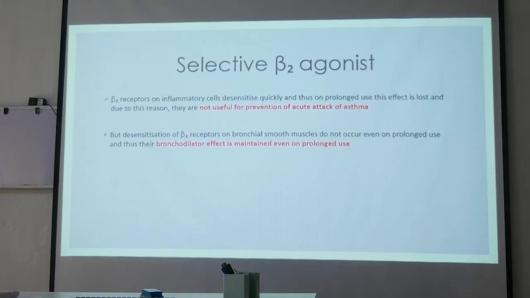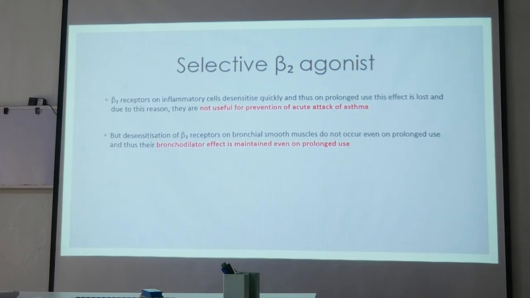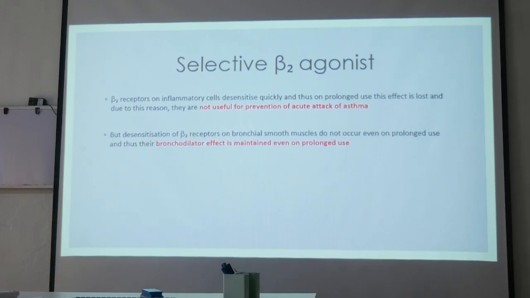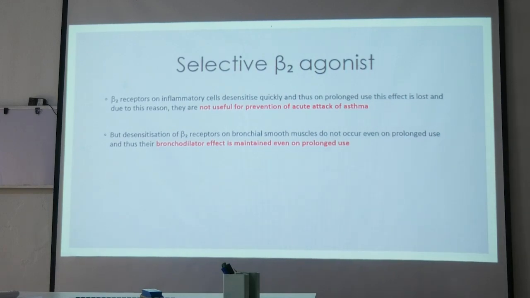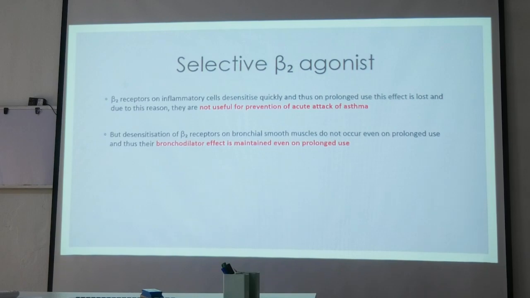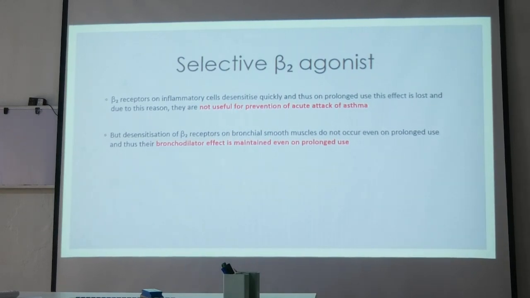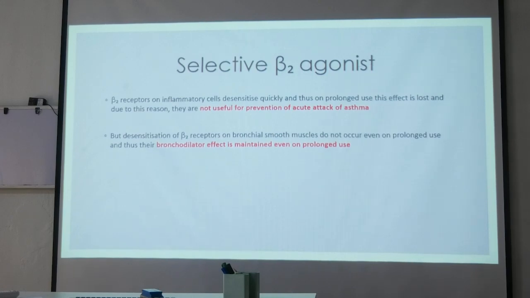Now, as already discussed, the beta 2 receptors on the inflammatory cells desensitize quickly, and thus on prolonged use the effect is lost, and due to this reason they are not useful for the prevention of acute attacks of asthma. But desensitization of the beta 2 receptors on the bronchial smooth muscle does not occur even on prolonged use, and so their bronchodilator effect is maintained on prolonged use.